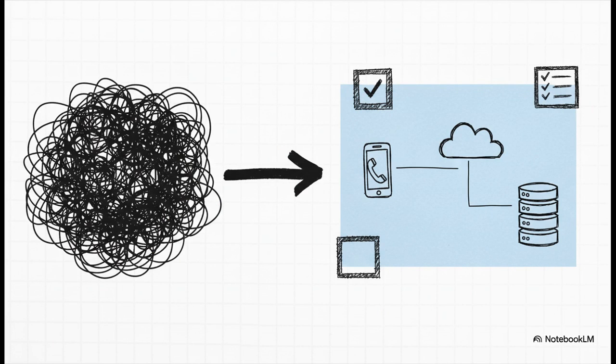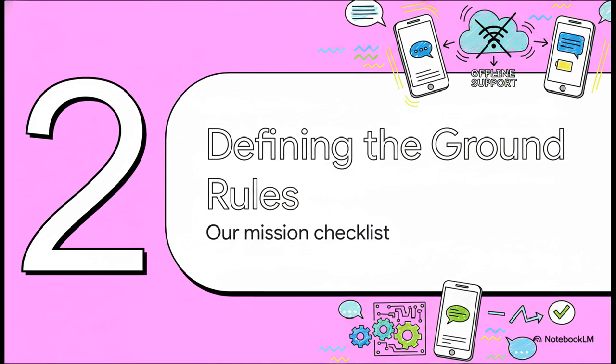So, how do we approach a problem this complex and turn it into a clean, working system? Well, the very first step isn't about writing code. It's actually about building a solid blueprint by setting some very clear ground rules. Right, before we design a single component, we have to know exactly what we're building. This means defining all of our requirements, what it does, and just as importantly, how it behaves. Think of this as our mission checklist.